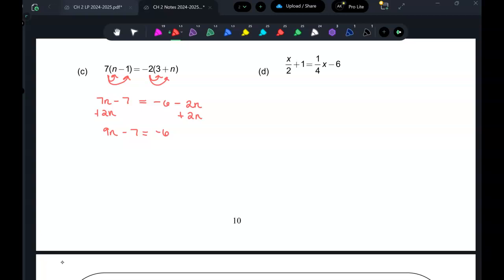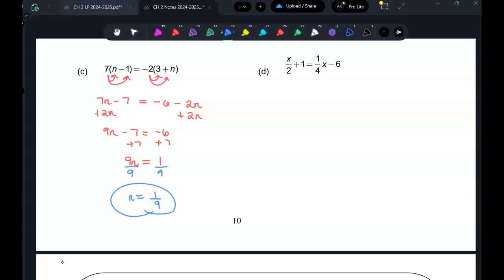Okay, what do we do next? Plus 7 on both sides. So I add 7 here. I'm going to bring down 9n, and negative 6 plus 7 is just going to be 1. Then divide by 9. Be careful. If I do 1 divided by 9, can I divide 1 by 9 evenly? No. So instead, we just get 1/9. It's just going to be that fraction, 1/9.